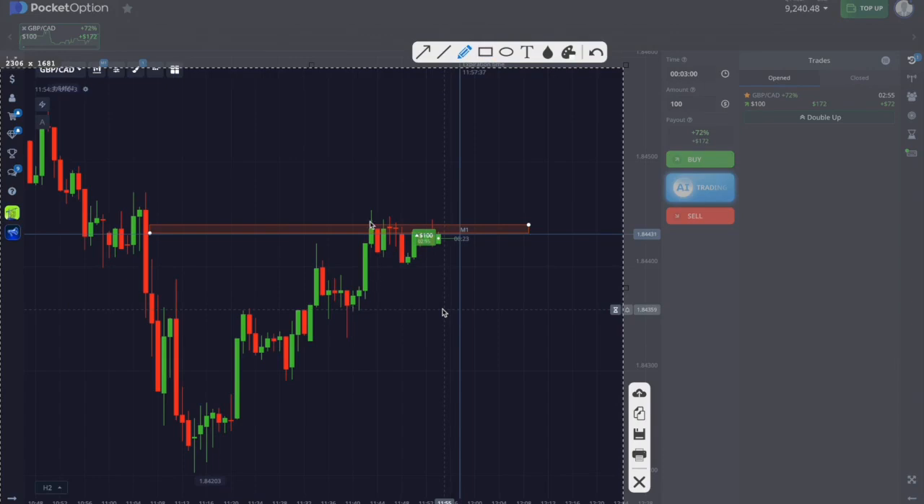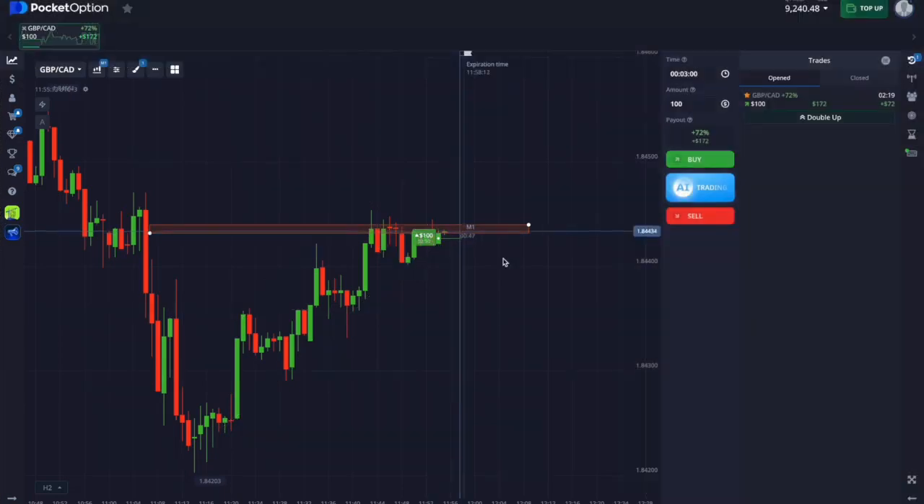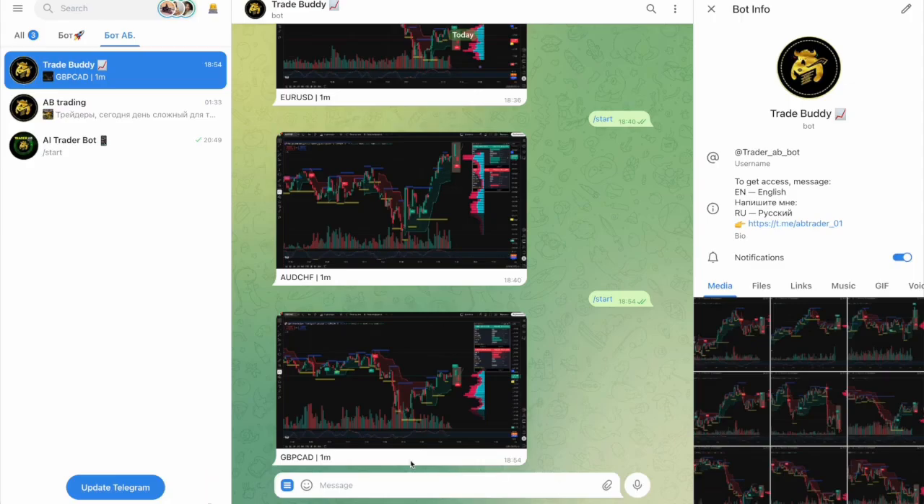So, we have the first stop, a pullback. Second stop, pullback. Third stop, there's a pullback. I understand that if there's a new approach to the level, a fourth touch, it will be a breakout. Plus, we can take into account what we have here. An ascending trend channel, the minimum has been updated, the chart will go up. I understand that, but I still needed to get confirmation. That's exactly what I did with the bot.